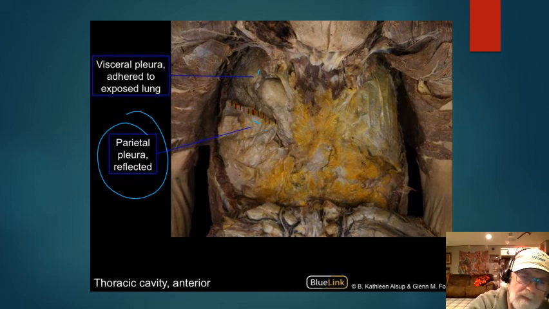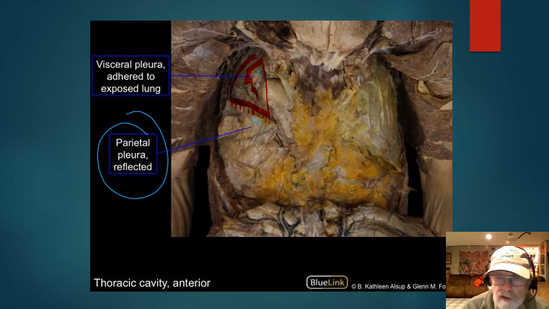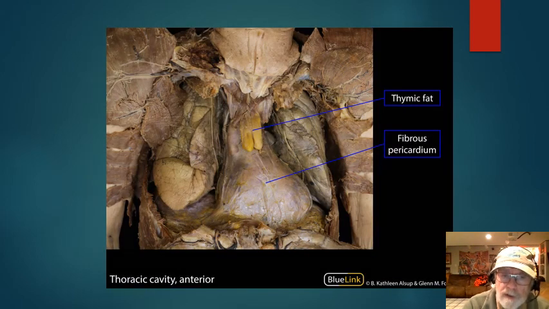They've taken the parietal pleura and folded it back. That would be lining the inside of the chest. And in this area right in here, you actually see the lung tissue sitting right there. The membrane that covers the lung itself would be called the visceral pleura. Here's the pericardium.